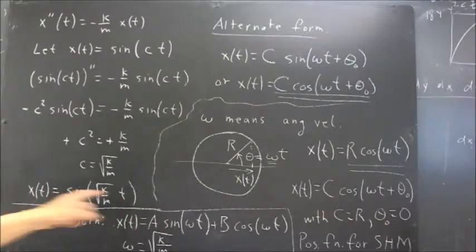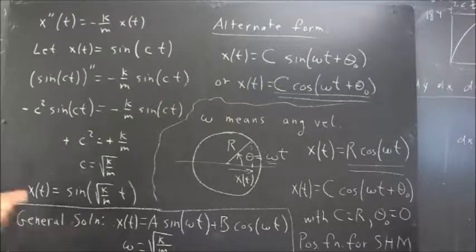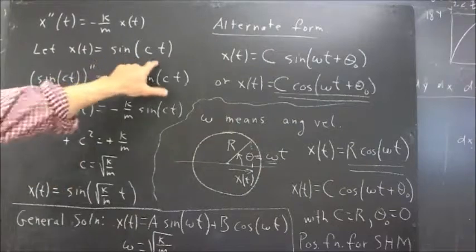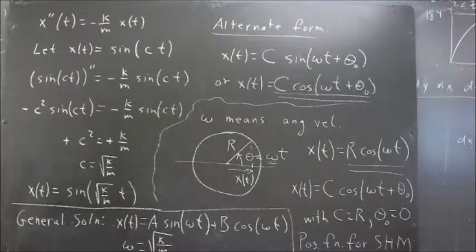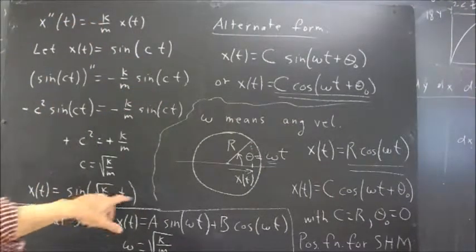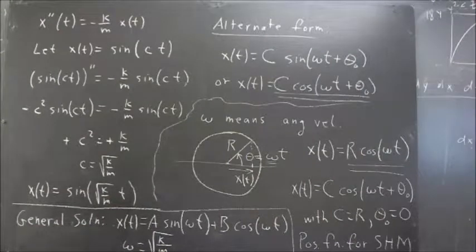That is a solution, not the only possible solution, but it's a solution to this equation. We could have used a cosine function here, and we would have also gotten a solution. We'd have had a cosine of the square root of k over m t had we done that.